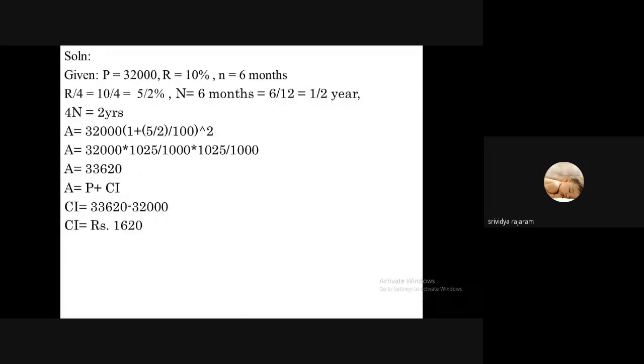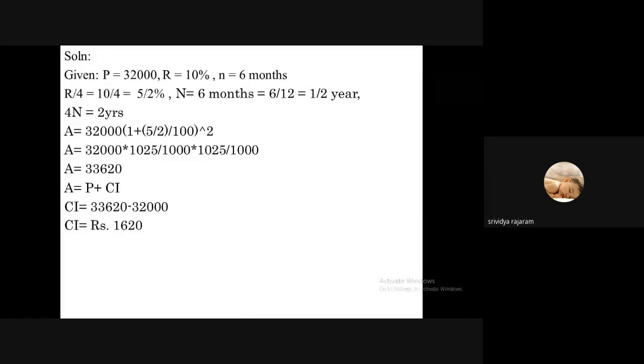A is equal to P into 1 plus R by 4 by 100, the whole power 4N. So here the P value is 32,000, 1 plus the R by 4 value is 5 by 2 divided by 100, whole power 4N value is 2. So 5 by 2 is 2.5. If you are converting into a whole number, it will be 25 by 100 into 10, so it will be 25 by 1000. On taking LCM with 1, we'll get 1025 by 1000 whole power 2.